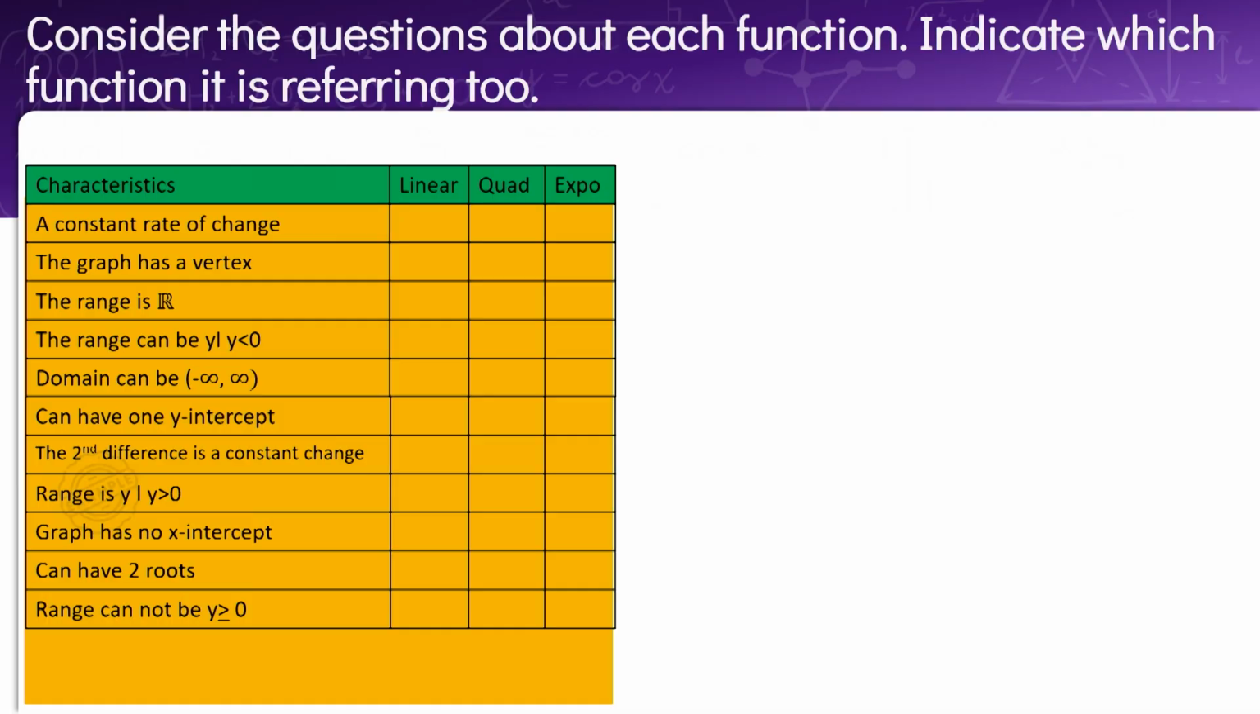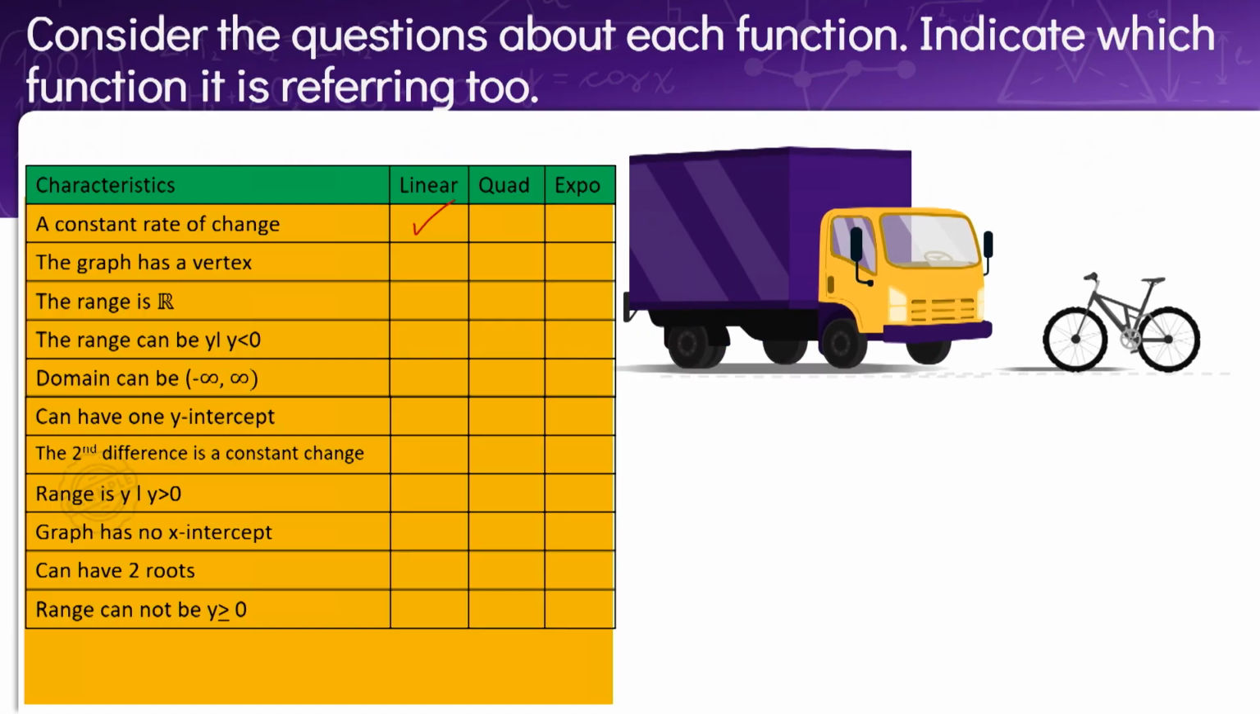All right, the characteristic is a constant rate of change. Which one did we say has a constant rate of change? It is linear. All right, my next one says a graph has a vertex. Which one did we say had the vertex? Quadratic. The range is all real numbers. We said that it is our linear. We also said that it was our quadratic. And we can also say that it is our exponential.